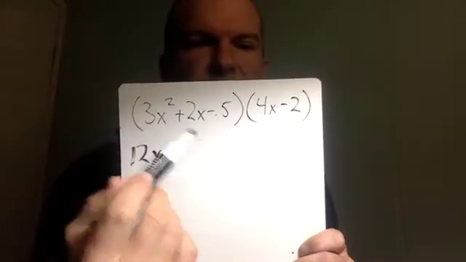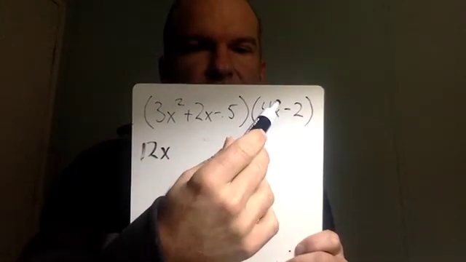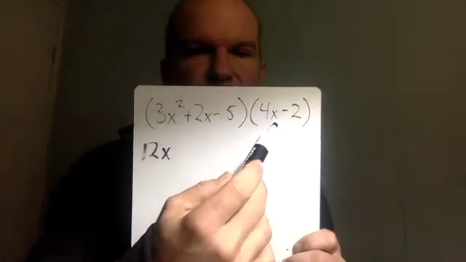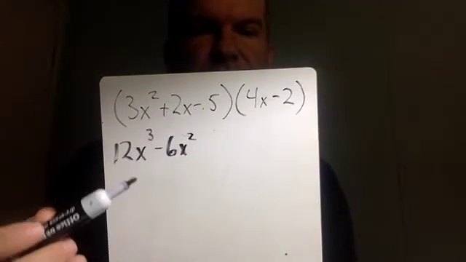3x squared times 4x is 12. 3 times 4 is 12. And then your x's. This is an x squared. This is just a regular x, which means its exponent is a 1. And when you multiply variables together, you add their exponents. So this would be x to the third power. All right, and then 3x squared times negative 2 is just negative or minus 6x squared. All right, that's our first set of 2, and now we got to do this 2 more times.